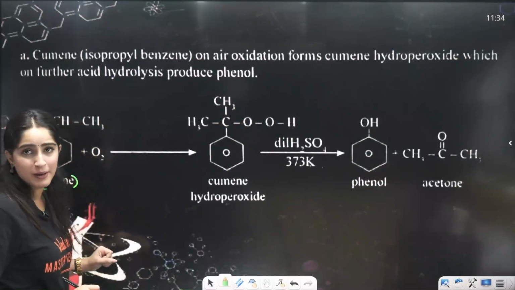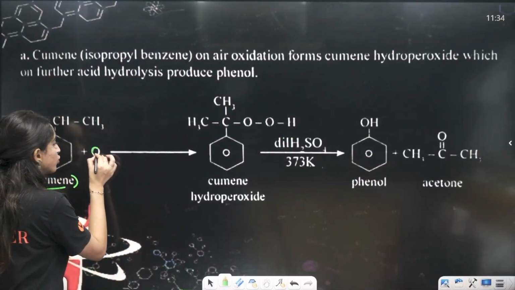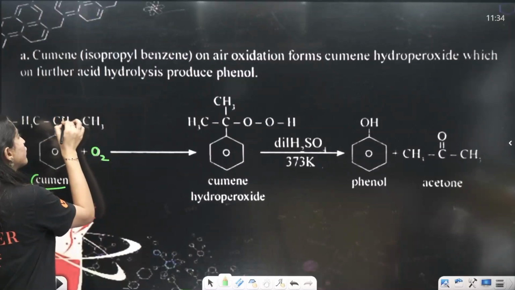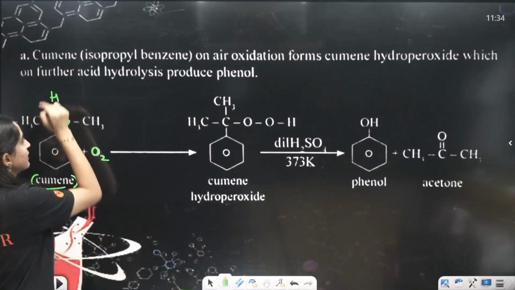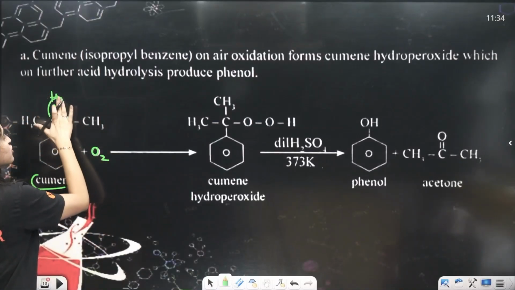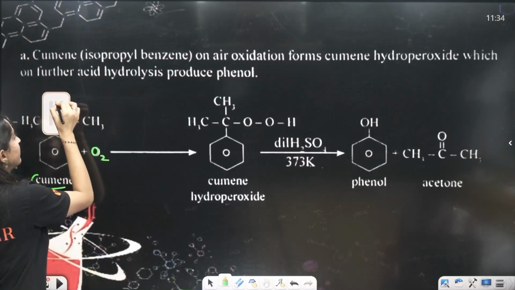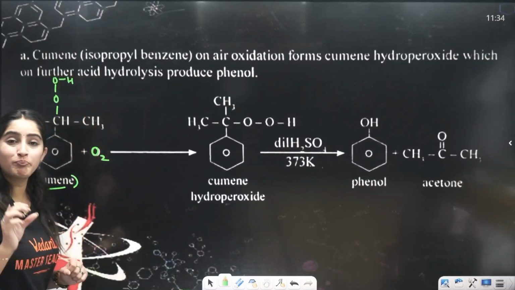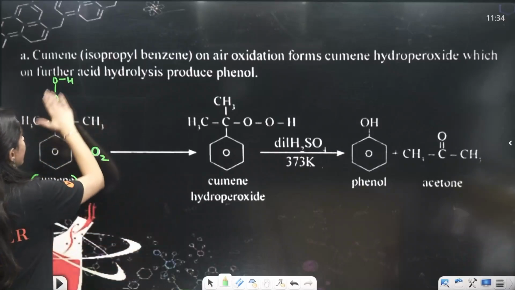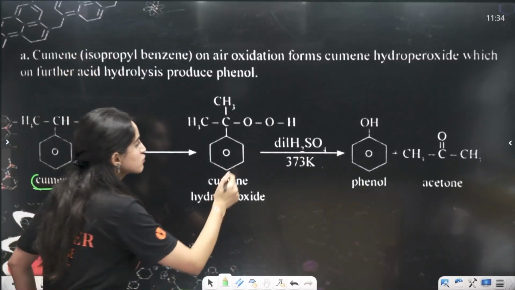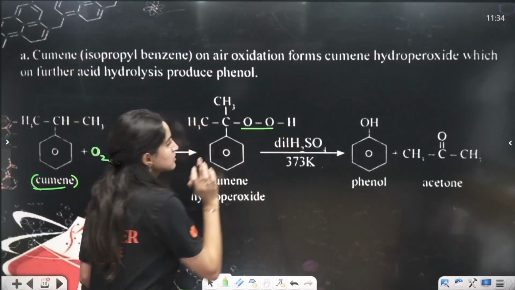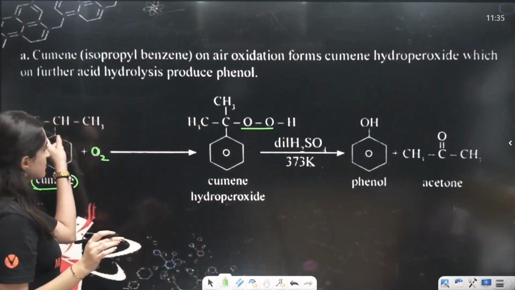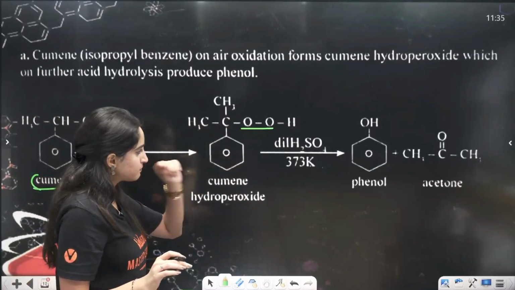So cumene in the presence of oxygen, that is your O2: the hydrogen that was present here, two oxygen atoms will come in between here. It will be like this. One peroxide linkage will be there. So in the next step, you will write this with one peroxide linkage and this is your H. The rest, CH3 and CH3, will stay as it is, right?